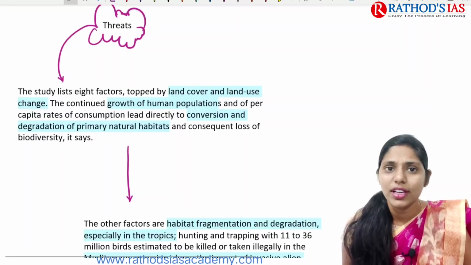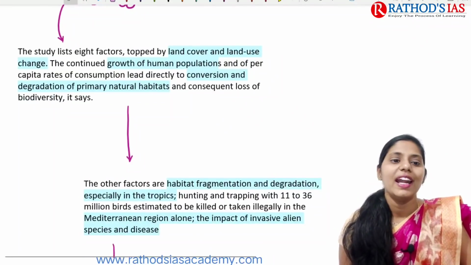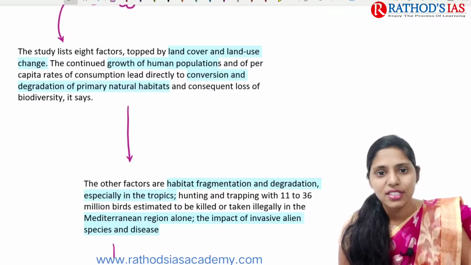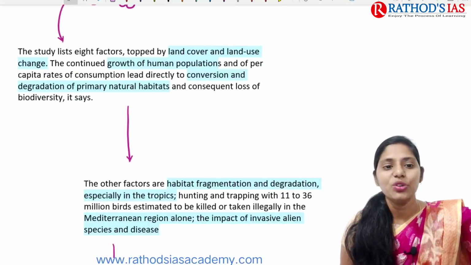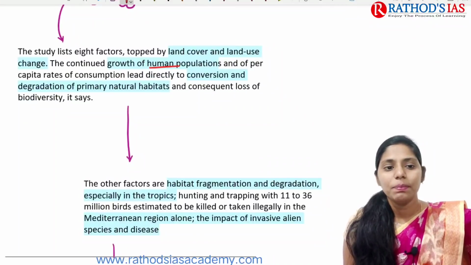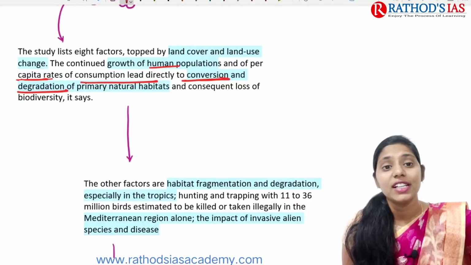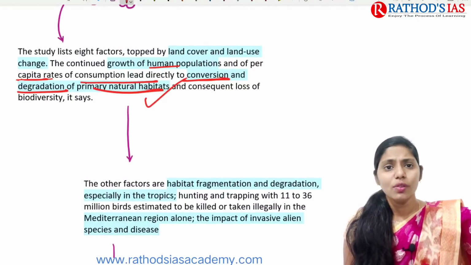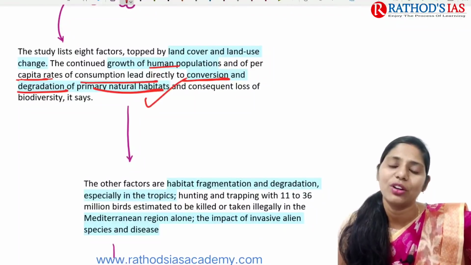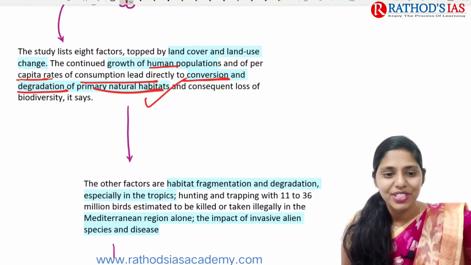And if you're talking about threats to these birds, the first and foremost thing is land cover and land use change, which is mainly happening. This study lists about 8 factors. The first one is land cover and land use change, along with the continued growth of the human population and per capita rates of consumption, which lead directly to conversion and degradation of primary natural habitats. Whenever we go for land use change, it has an impact on the natural habitat, and finally that leads to consequent loss of biodiversity as well.